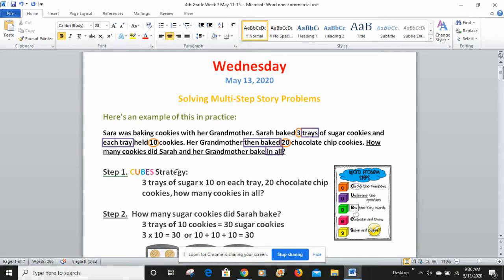So from the cube strategy, I found out that there are 3 trays of sugar cookies, a 10 on each tray. So that tells me an equation right there. I'm talking about just the sugar cookies. Then I see that there are 20 chocolate chip cookies that were baked. So then how many in all? In all might say, well, add those together: 10 plus 20 plus 3 and get your answer. But it's not quite that simple, because when it says 3 trays of 10 cookies, that tells me that maybe it's a multiplication problem.